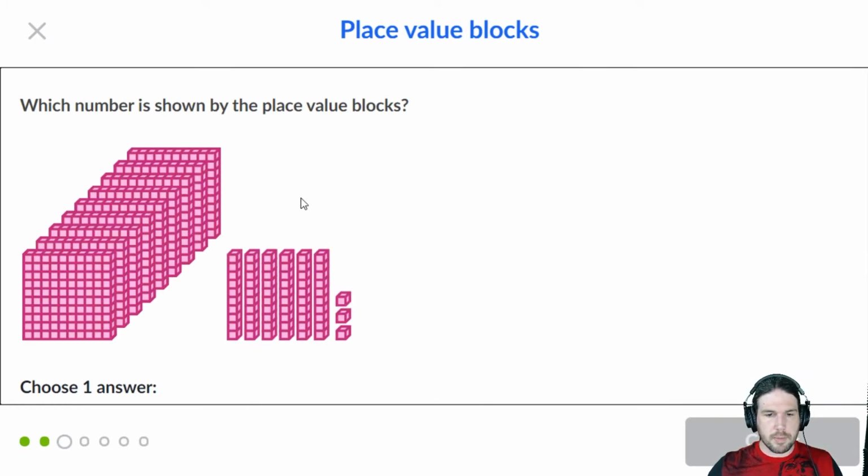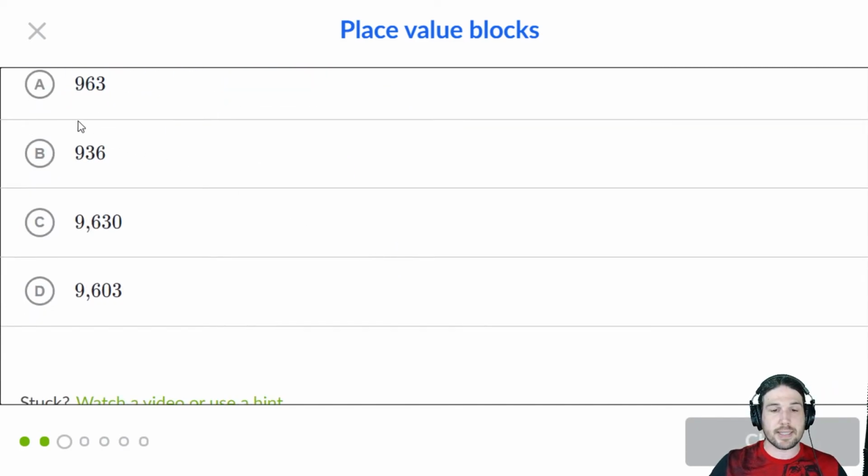What number do we have here? Well, these are each worth 10. So we've got 10, 20, 30, 40, 50, 60, 70, 80, 90. I'm sorry, 900. They're worth 100 each. Very easy to mix these up, as I am demonstrating right now. 900, 10, 20, 30, 40, 50, 60, and 3. I see 963.